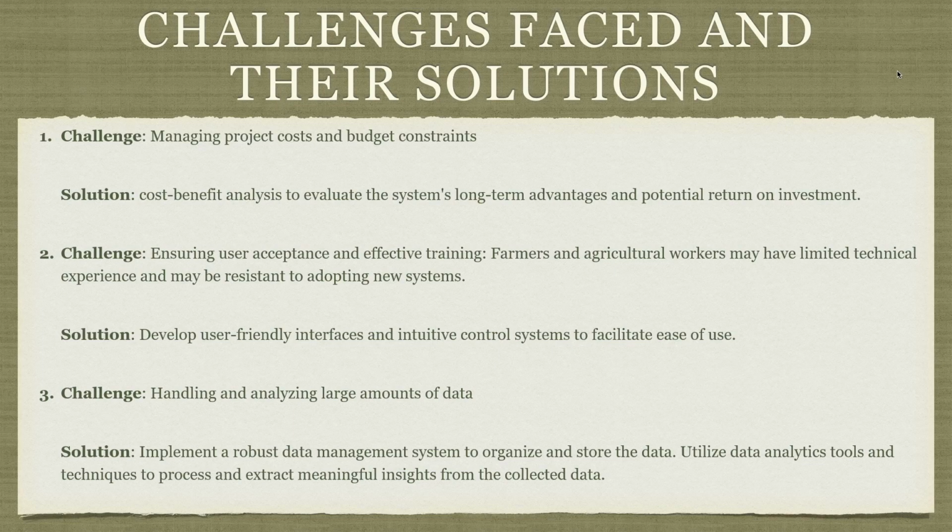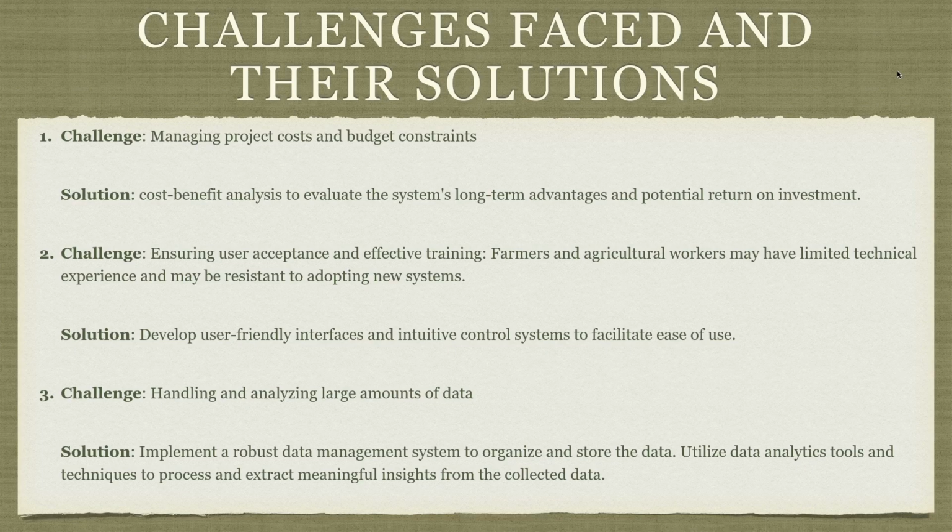Now, moving on to the second challenge. We wanted to ensure user acceptance and effective training. Farmers and agricultural workers may have limited technical experience and may be resistant to adopting new systems, and that is why we had to make an app which was easy to use and user friendly, and that was done by using the MIT App Inventor, which was also easy for us to create as it is a very easy prototype to make using that app.